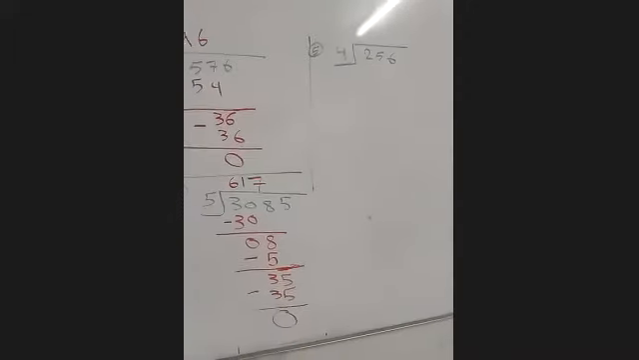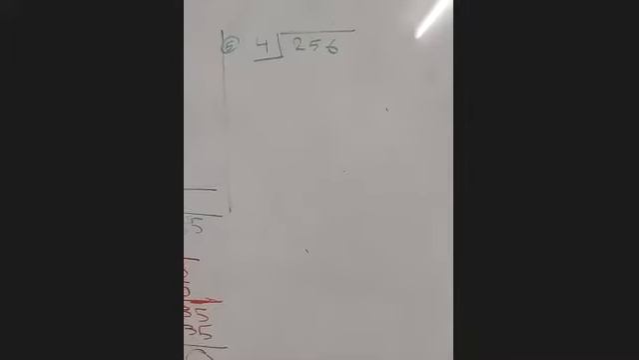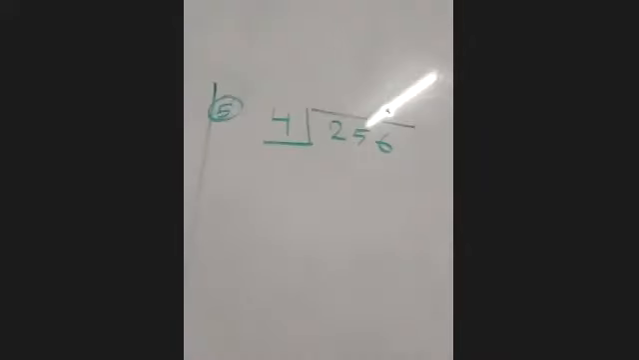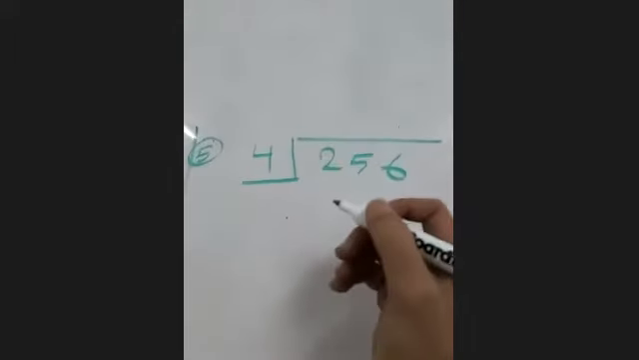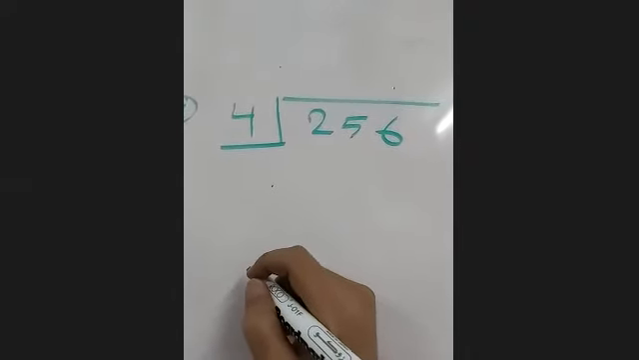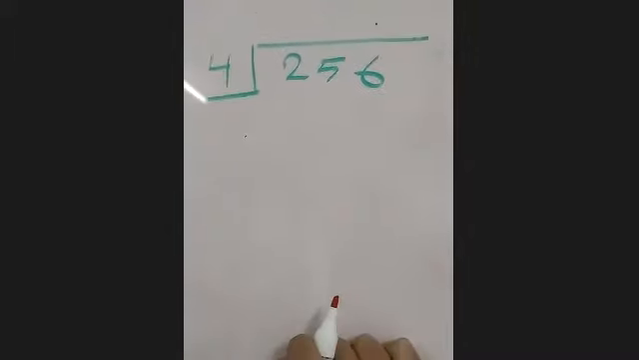Omar Adnan. 256 divided by 4. 2 divided by 4, we can't, because 4 is bigger than 2. So we will take the 5. 25 divided by 4, it is not in the timetable of 4, so we'll take the latest thing, it will be 6.